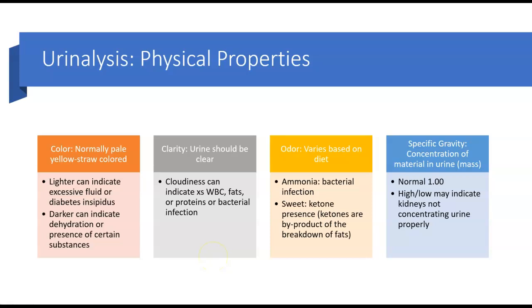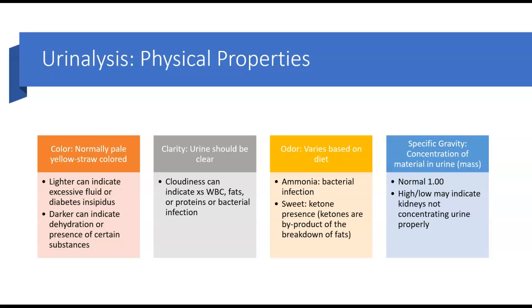So what is the color? Is it a normal yellow strawish color? If it's very light, that might indicate that we have too much water. So it might indicate that we have diluted our urine. This can be caused from just drinking too much water. It can also be caused by a situation called diabetes insipidus, which you learned about in the case study.